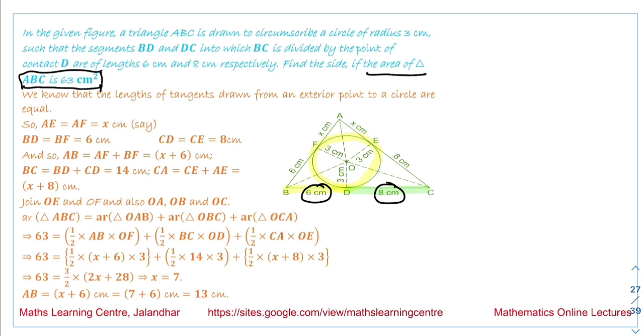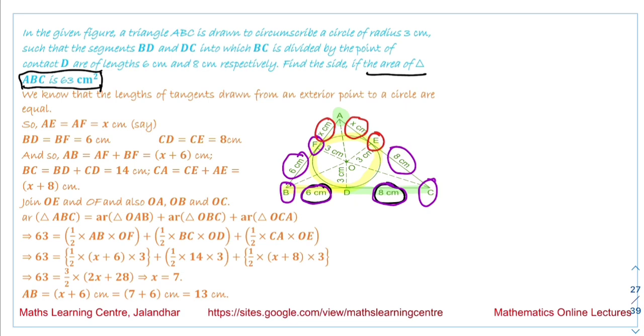So as shown in the figure, if this value over here is 6 centimeter, then this value BF will be 6 centimeter. If this DC is 8 centimeter, then this EC is 8 centimeter, because these are the tangents from points B and C. Now we are considering this point A over here, and we have tangents AF and AE, and the length of both these is X centimeter. Suppose these values are X centimeters, because we have to calculate the sides of this triangle.